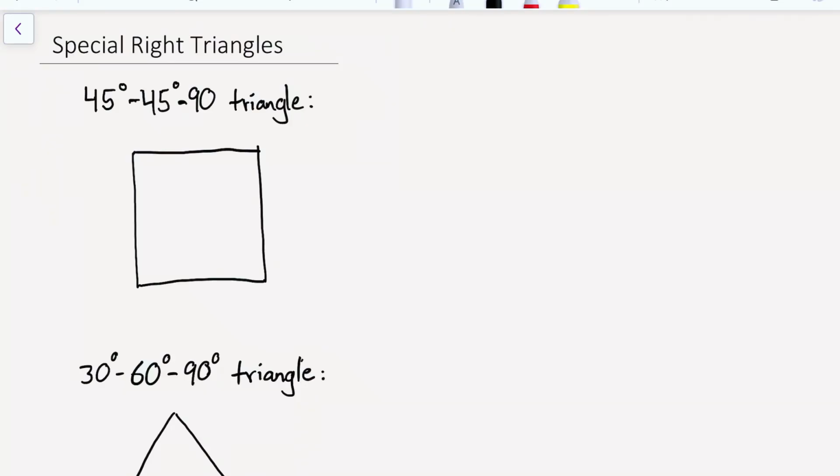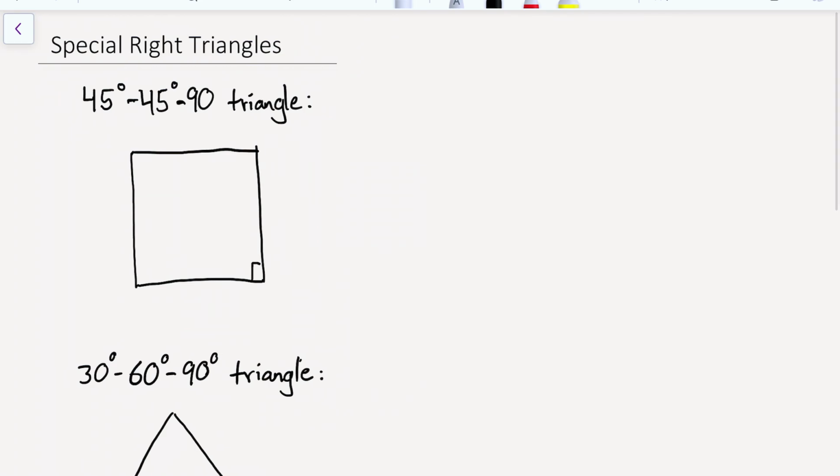In this video, I would like to introduce two special right triangles that we use frequently to evaluate common trigonometric functions. First, I'd like you to consider a square. We know that the angles here are right angles and that all of the sides of the square are the same length. We'll call that S.